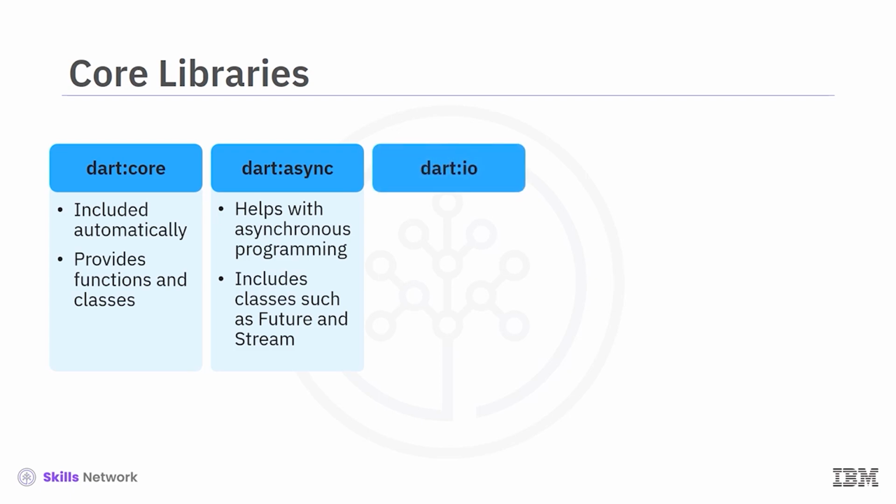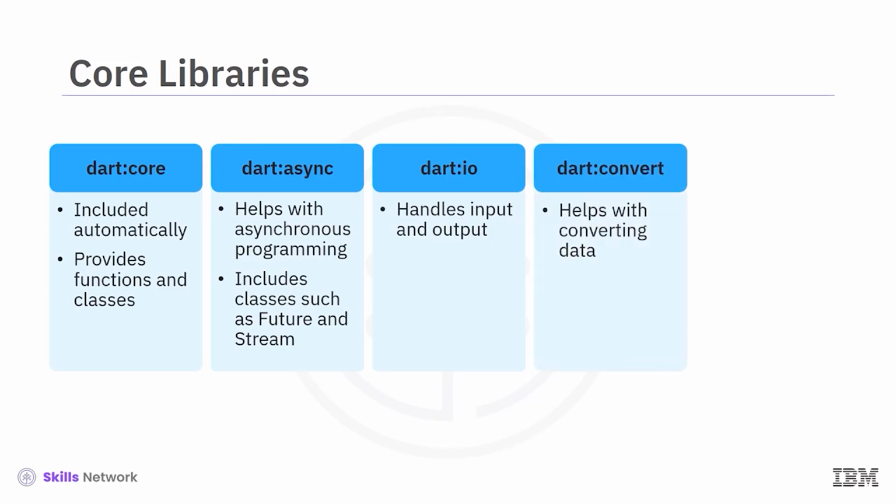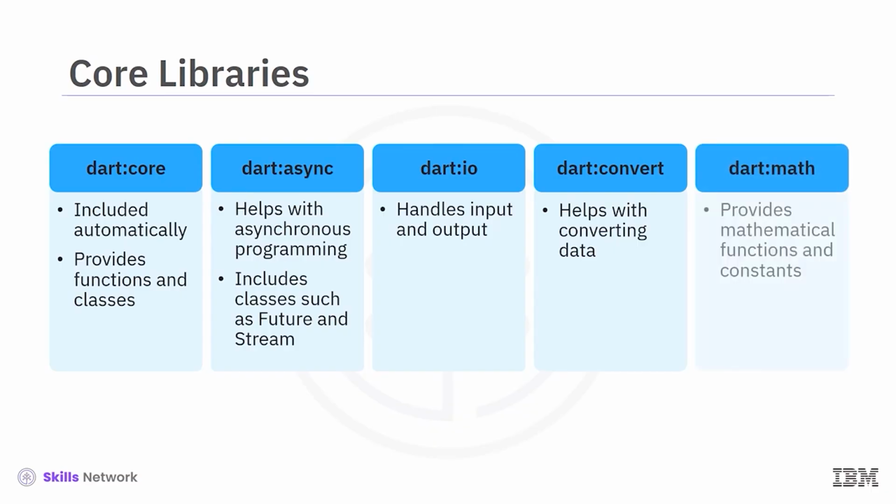Another library is Dart I/O, which handles input and output, such as reading and writing files or connecting to the internet. The library Dart Convert helps with converting data such as turning JSON, which is a format for storing and sending data, into Dart objects and vice versa. Finally, the Dart Math library provides mathematical functions and constants that are useful for complex calculations.